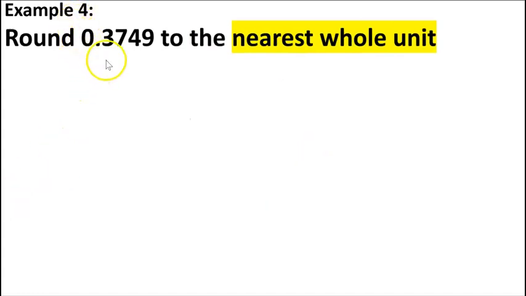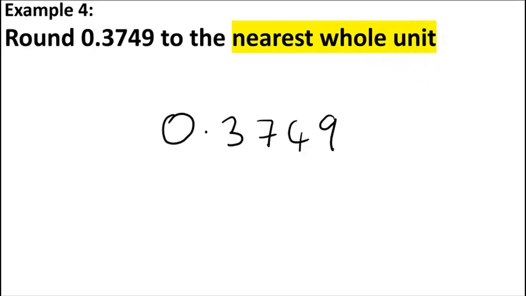Example 4, we're going to round the same number to the nearest whole unit. So again, we write the number 0.3749. If we're interested in the nearest whole unit, then we circle the first whole unit, which is 0. So 0 is our rounding digit. So this is either going to round up to 1 or rest on 0. The number directly after the rounding digit is our telling digit. So 3 is our telling digit, and our telling digit 3 will tell the 0 what to do.